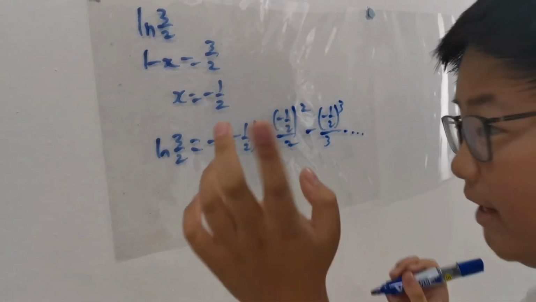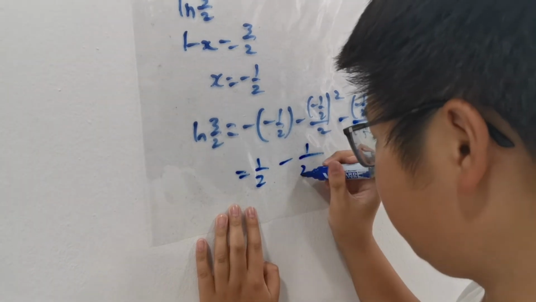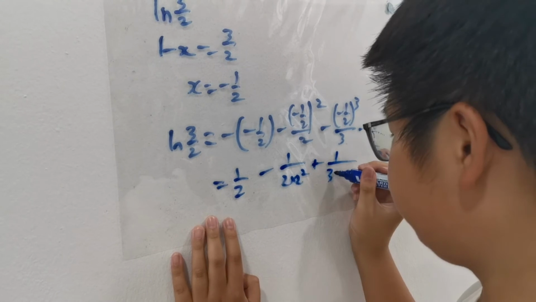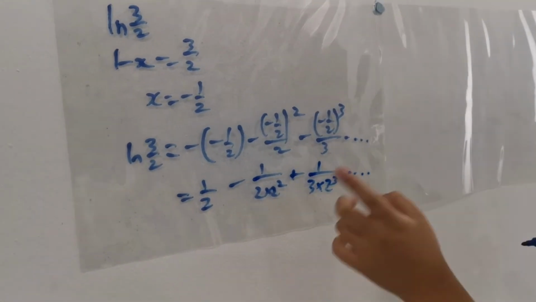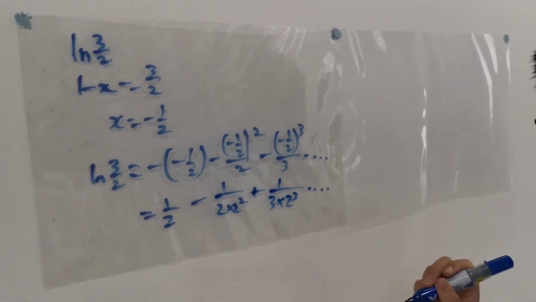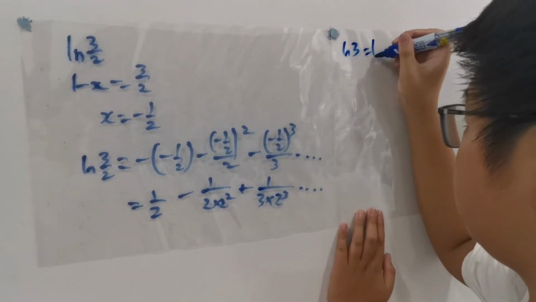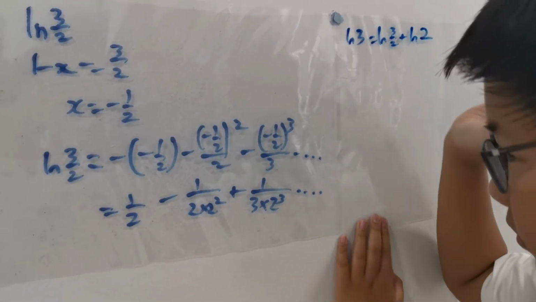Now notice the signs alternate. It's the exact same Maclaurin series as before, but now the signs alternate. With a bit of luck, we can realize this is the series for ln 3/2. And I can also deduce that ln 3 equals ln 3/2 plus ln 2.